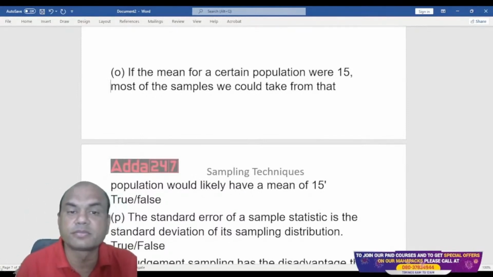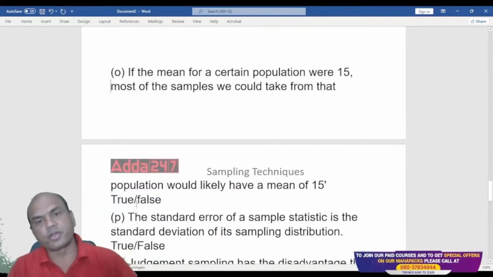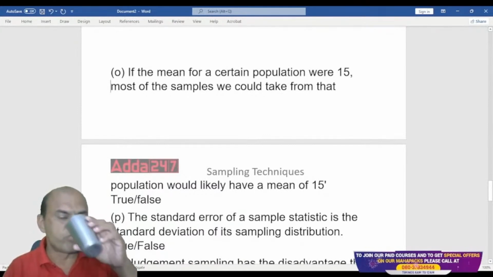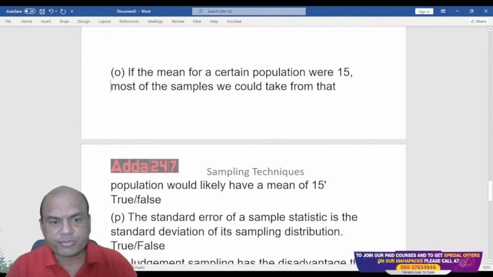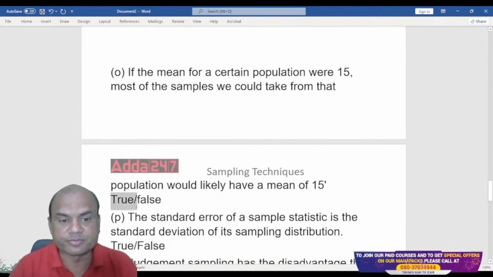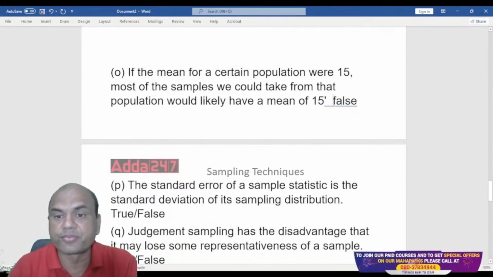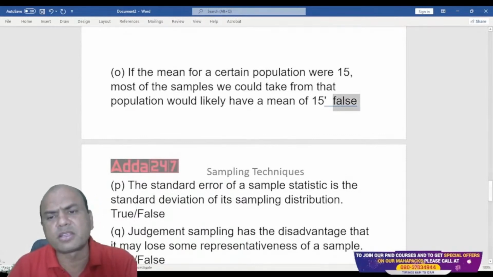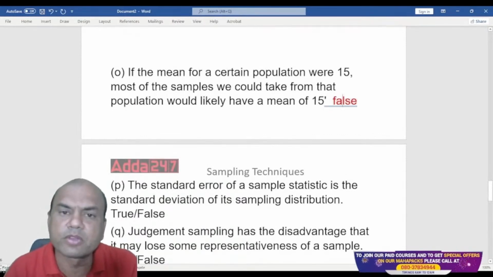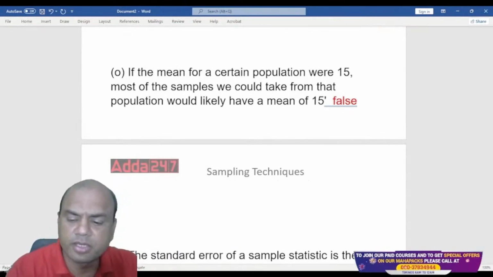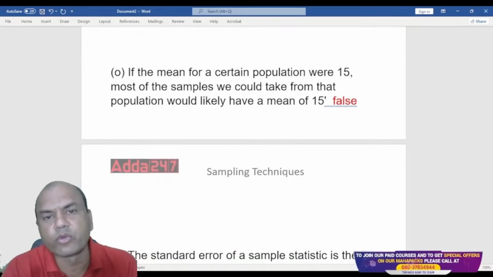Let me see first from your side. Are you saying true? It is false. Again, the answer is false over here. Why? Because it's not compulsory that the mean of the sample should be 15 only. I'll give you an example. Suppose I'm having the samples here. I took 4 surveys, let's say 4 corners of the city.